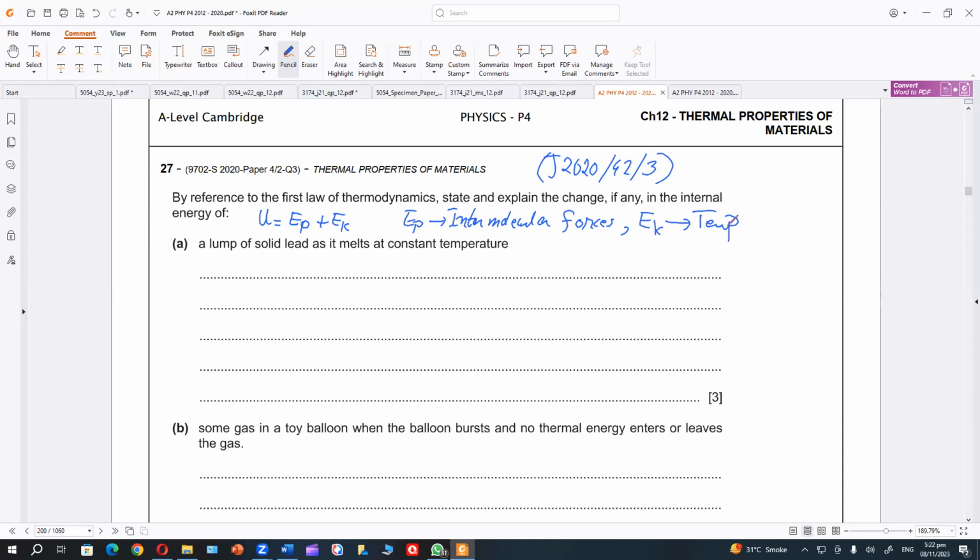Now the formula is there. The lump of solid lead as it melts at constant temperature. Look, the temperature is constant. As temperature is constant, delta EK is equal to 0. Melting means molecular separation will increase.